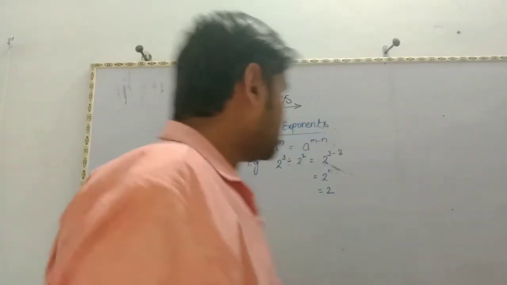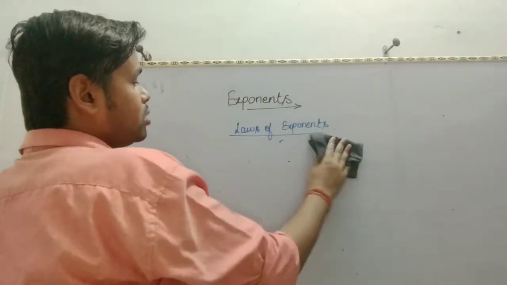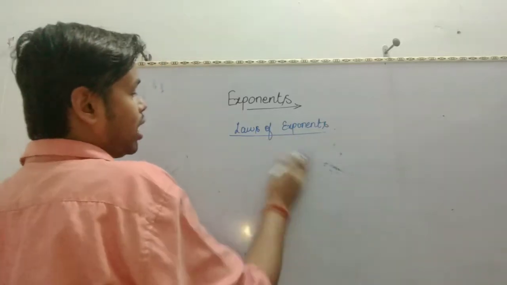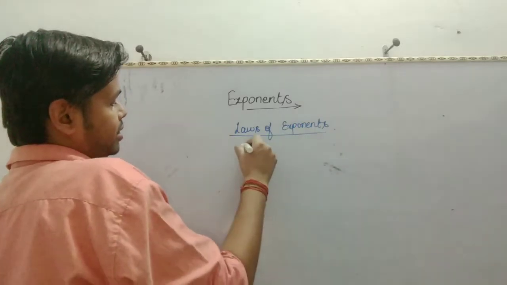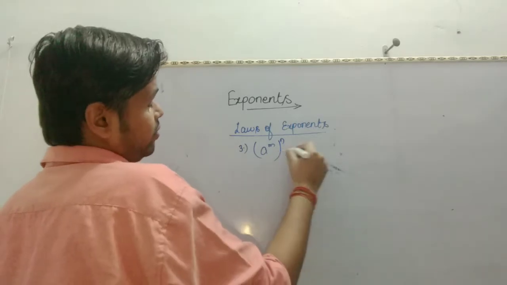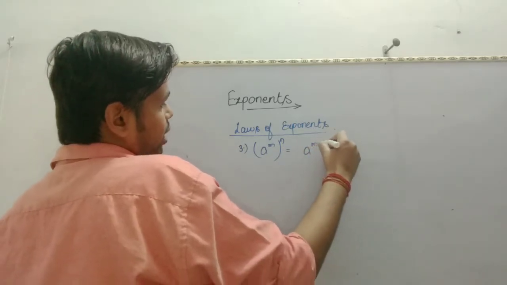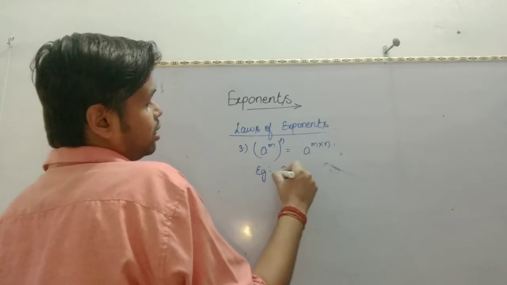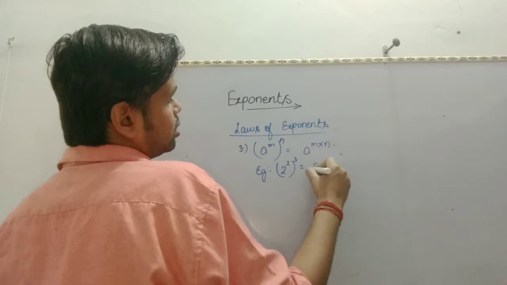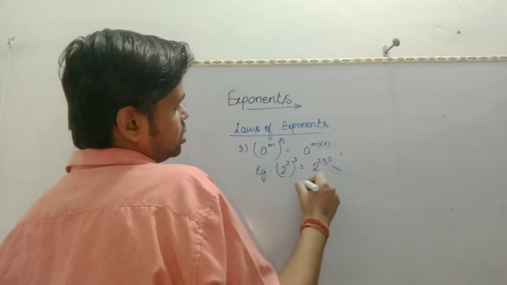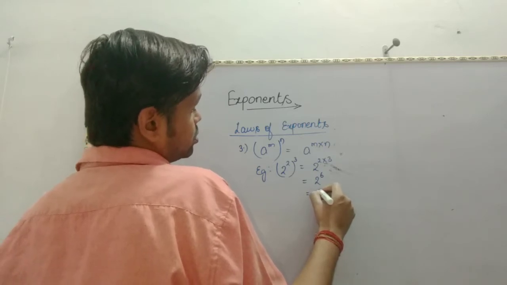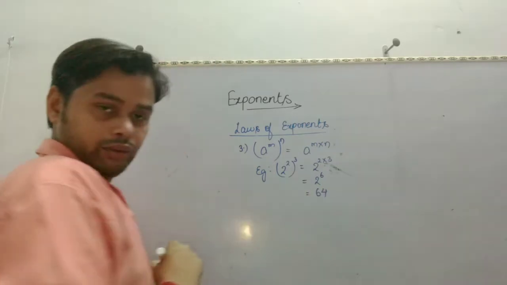The third law is that a power raised to a power is multiplied, for any base. If we have a power and its power, they are to be multiplied. That is a raised to the power m, and this is raised to the power n. We will write a raised to the power m into n. For example, 2 raised to the power 2 raised to the power 3, that is 2 raised to the power 2 into 3, which will be 2 raised to the power 6, that is equal to 64.